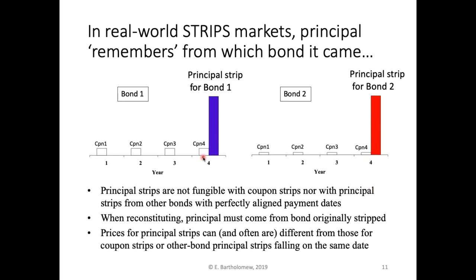So we could have 3 instruments trading in year 4 on a particular day. A coupon strip, a principal strip for a first bond, a principal strip for a second bond. They will not be fungible to one another, and therefore they could and sometimes do have different prices.